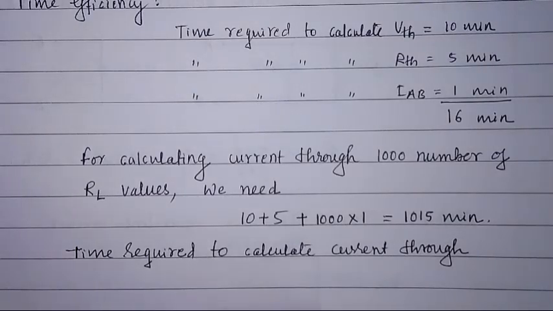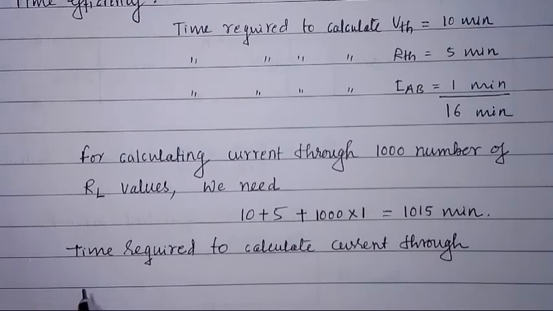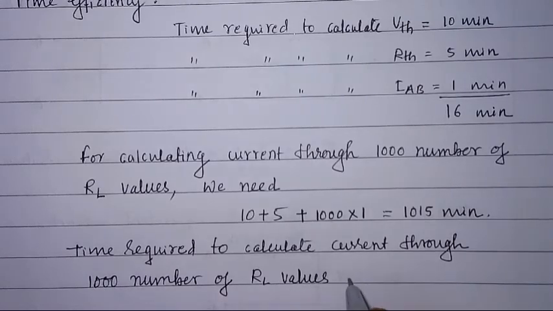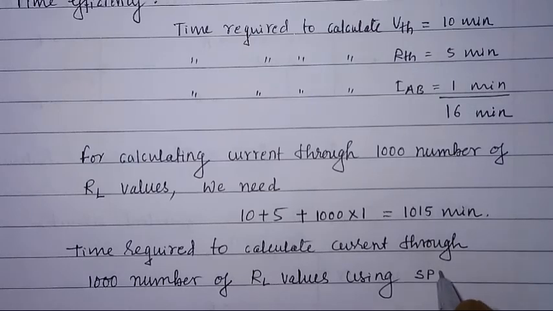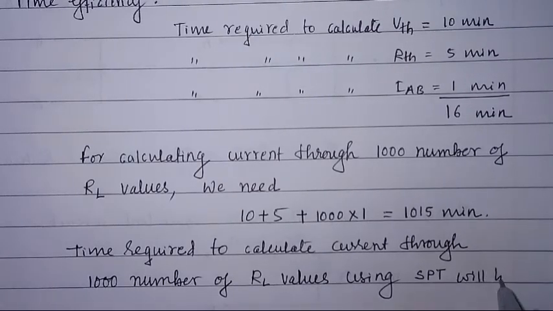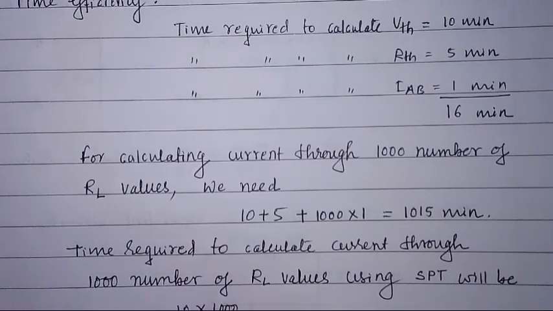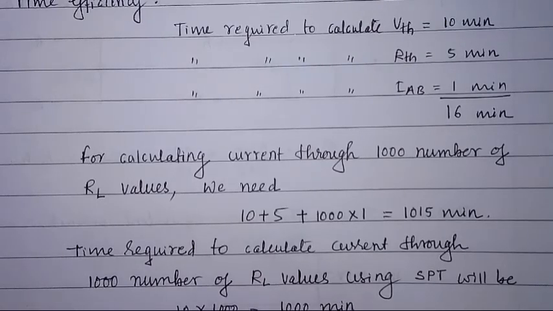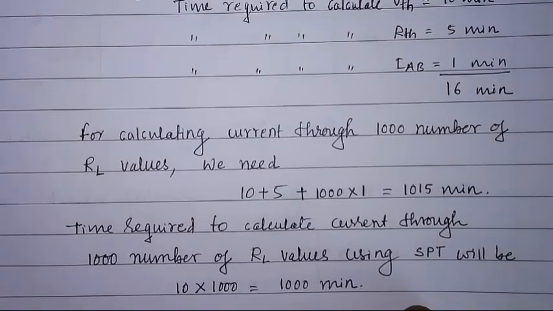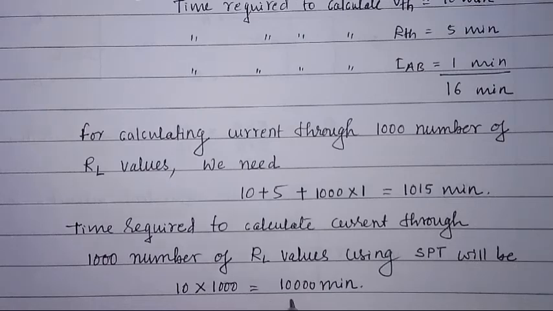Time required to calculate current through 1000 number of RL values using the superposition theorem will be 10 into 1000, equal to 10,000 minutes, because for every value of resistor to find current I need 10 minutes.